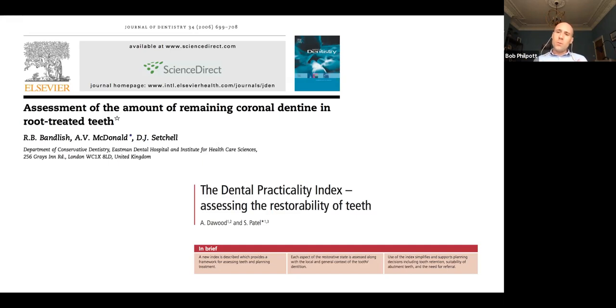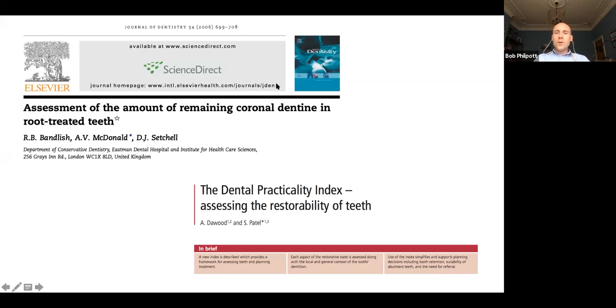And then you've got a more recent Tooth Restorability Index, or they've called it a Dental Practicality Index, done by Andrew Dawood and Shannon Patel in London. And they divide it into different aspects. And they talk about scores of 0, 1, 2, and then 6, bizarrely. 0 being a tooth where, okay, there's no intervention required, and you just don't need to, because it's minimally affected by anything, up to 6, which is saying you shouldn't be treating this tooth at all.